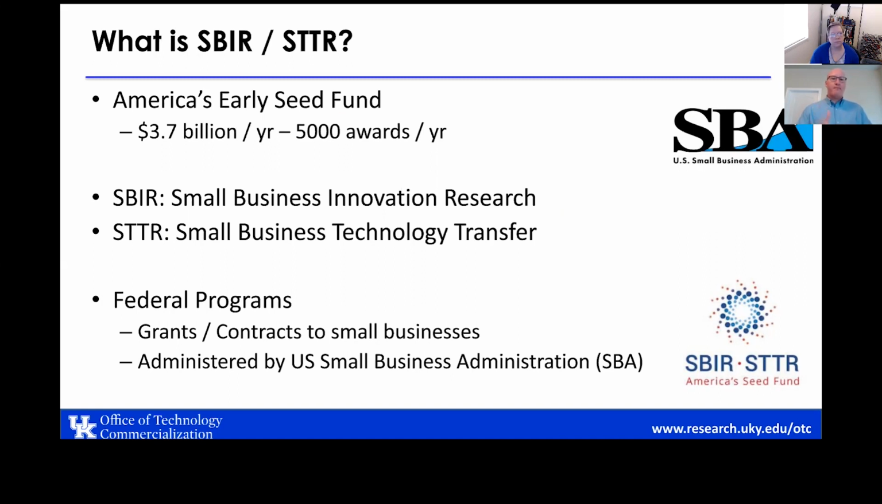SBIR and STTR are both acronyms. SBIR stands for Small Business Innovation Research. STTR, which is the sister program, is Small Business Technology Transfer. I will use SBIR to really mean both. The difference between the programs is very minor. They are federal programs. They provide grants and contracts to small businesses. Some agencies do grants, some agencies do contracts, some agencies do both. And the program is administered by the U.S. Small Business Administration.